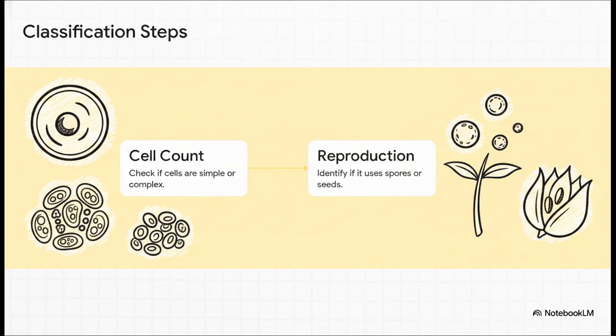Step 1, we actually look at the very building blocks of the organism, its cells. We check the cell count and structure. Is it incredibly simple or highly complex? If we determine it's complex, we move right along to step 2, where we check the reproduction method. Does it use simple spores or more advanced seeds?